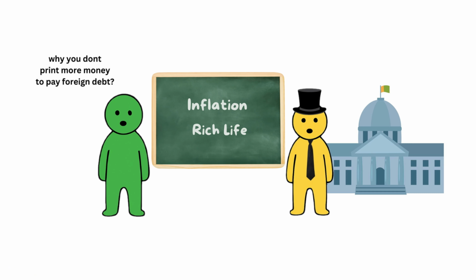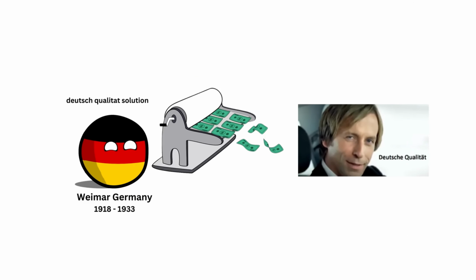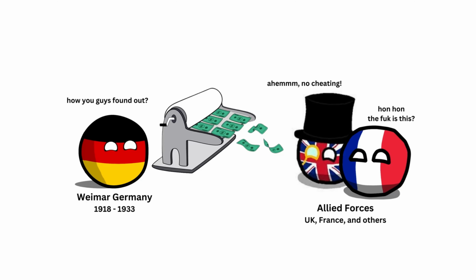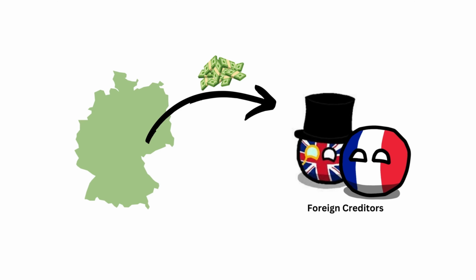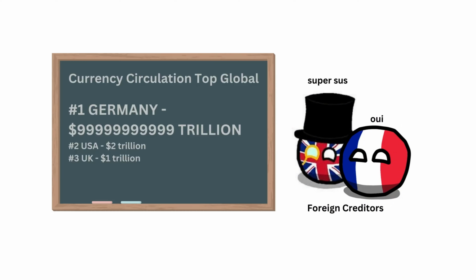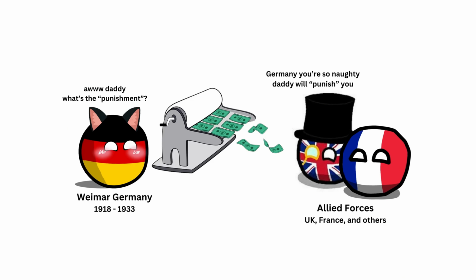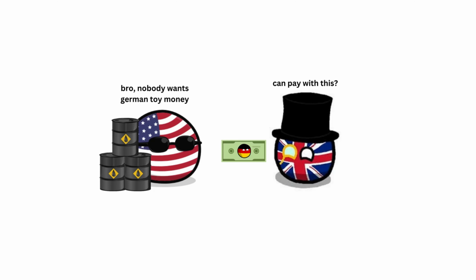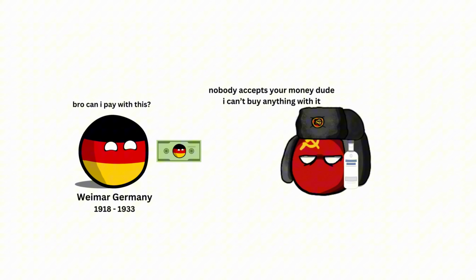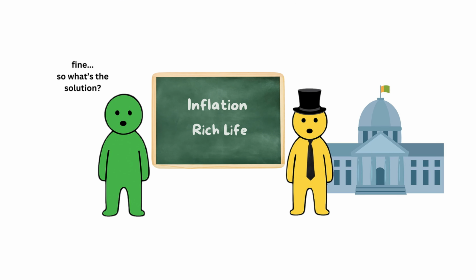Then, you might ask, why doesn't the government print money just to pay foreign debt, not for its people? When a country prints more money, it becomes noticeable to other countries through economic reports, currency markets, and inflation indicators. Even if the new money is only used for foreign debt, it still increases the total money supply. This makes the currency less valuable and trustworthy in the eyes of foreign creditors. Foreign creditors won't accept devalued money because it reduces the value of the debt repayments they receive. They might see this money as toy money and lose trust in the currency, harming the country's economic reputation and stability.